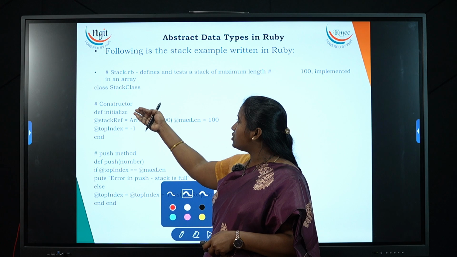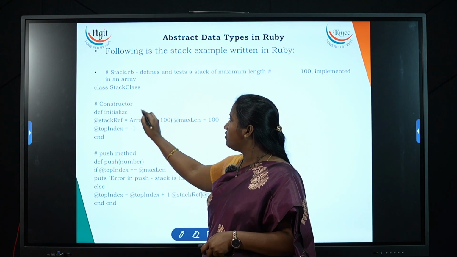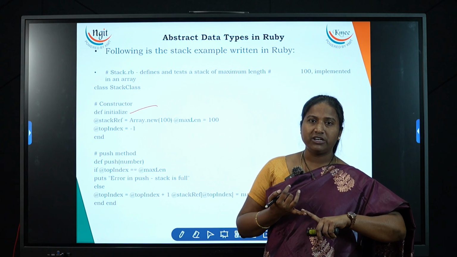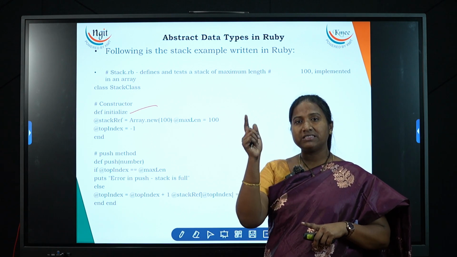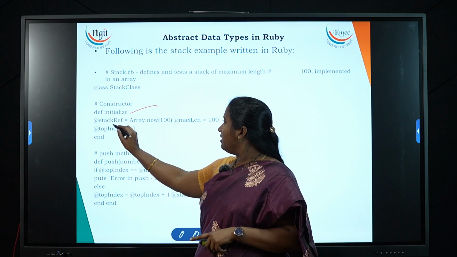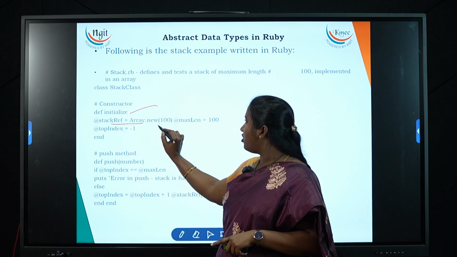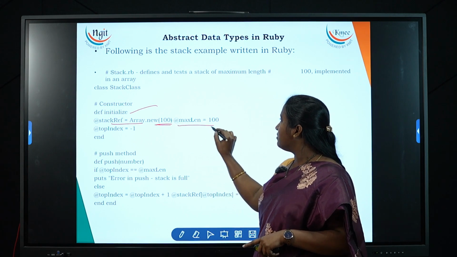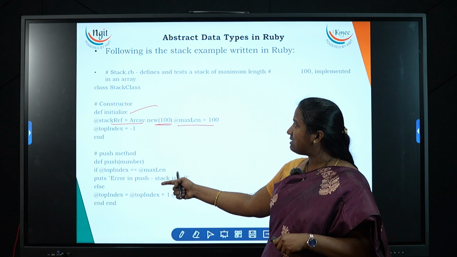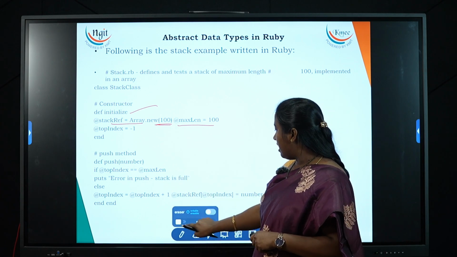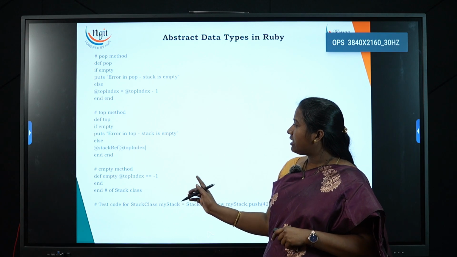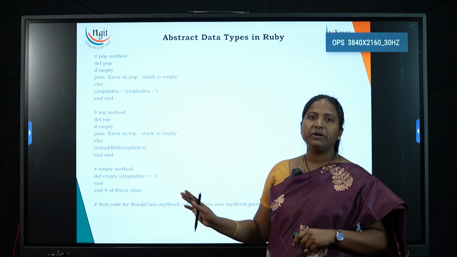Now, this is the constructor. I said we use initialize. Every method, including the constructor, begins with the keyword def, and every class and method ends with the keyword end. We take the stack reference as Array.new of 100, so the maximum length is 100. These are the methods of Ruby, and this is the way you write a Ruby program to implement a stack ADT.